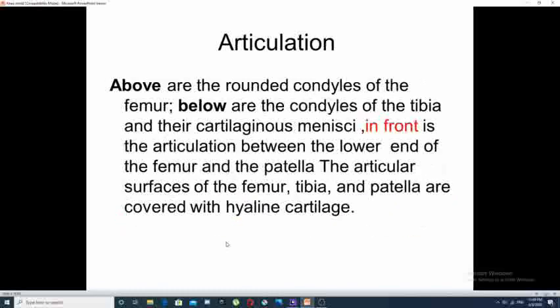So the articulation in the knee joint: above are the rounded condyles of the femur, below are the condyles of the tibia with their cartilaginous menisci. In front, the articulation between the lower end of the femur and the patella. The articular surfaces of the femur, tibia, and patella are covered by hyaline cartilage.